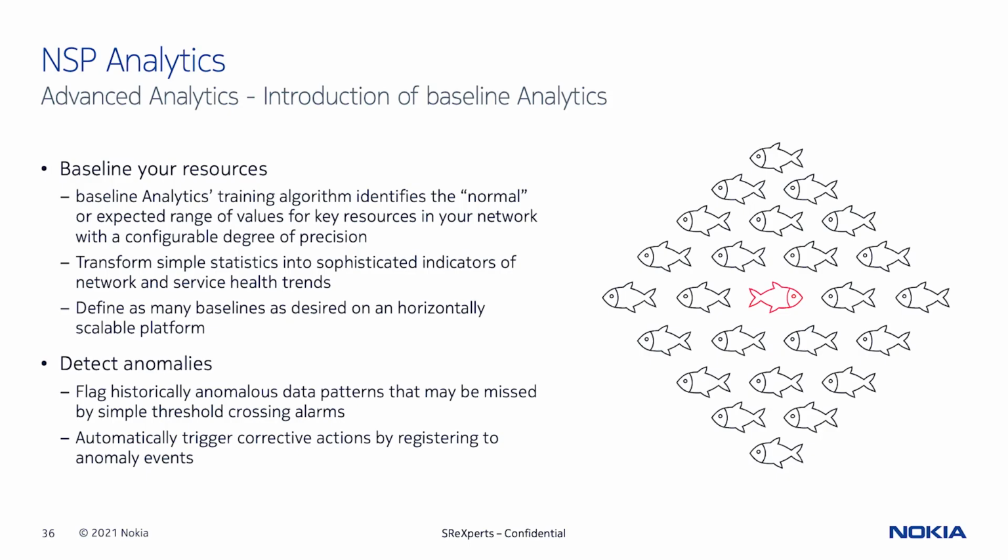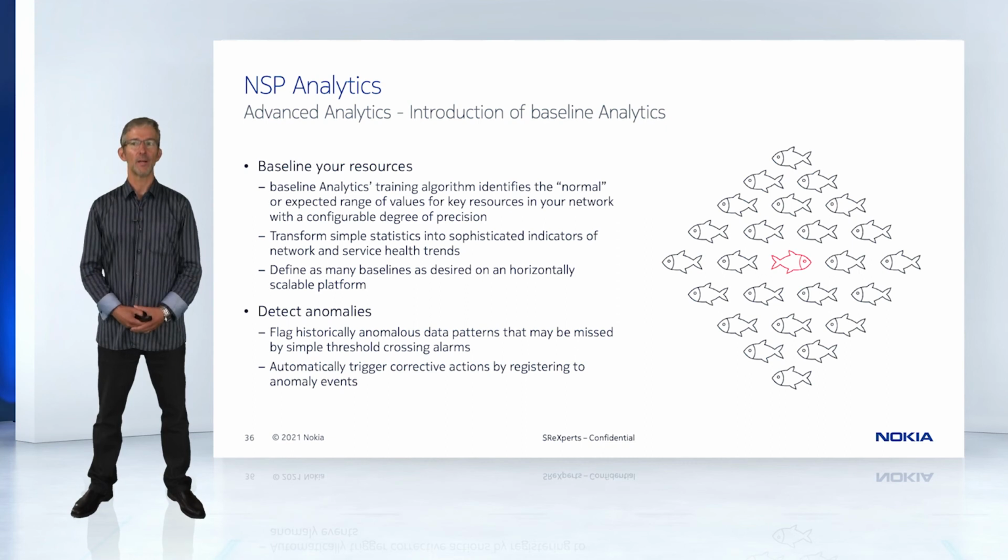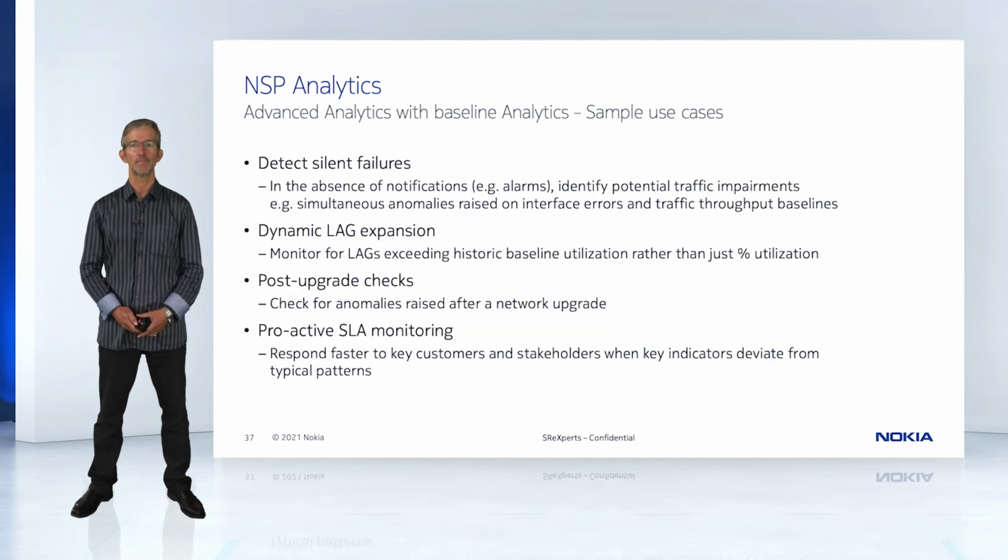Now the second part is more about detection of anomalies. So basically we'll flag, based on all that historical data that's been captured, anomalous data patterns that normally would have been missed with the use of simple threshold crossing alarms defined on simple stats. Now, the anomaly events that get published on the Kafka bus can obviously be used here to automate either the corrective actions or troubleshooting actions.